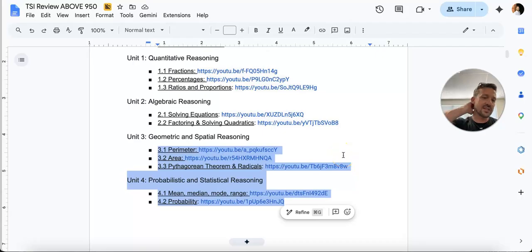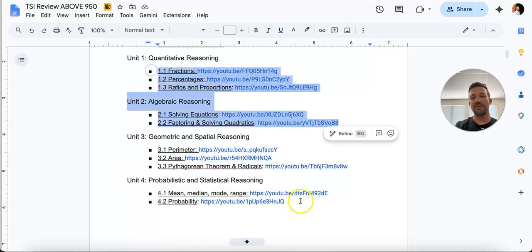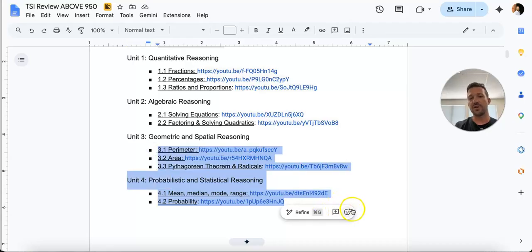Okay, so that's how I would decide where you're going to start. If you've taken the TSI already, based off of what score you got, you can kind of start looking at this is kind of like the earlier stuff. This is the more difficult stuff that you'd see.